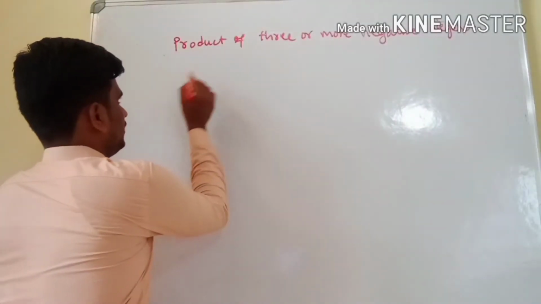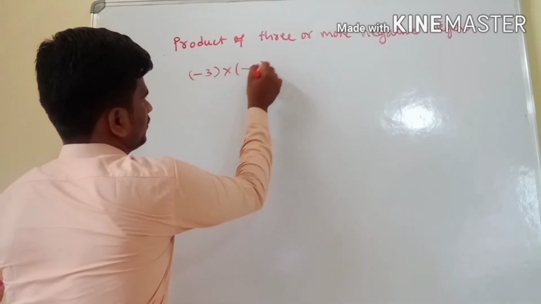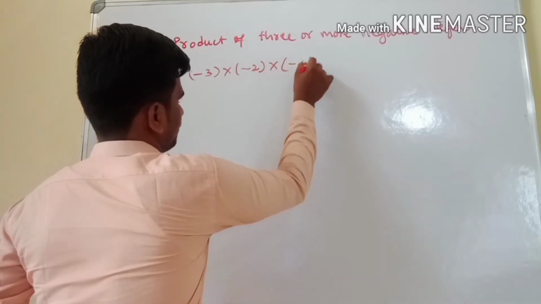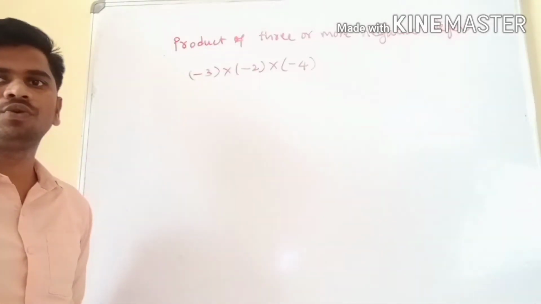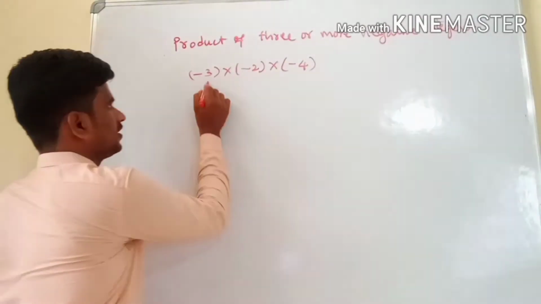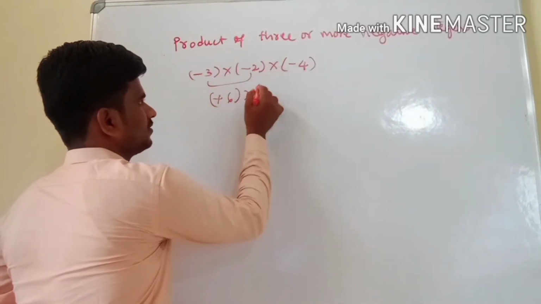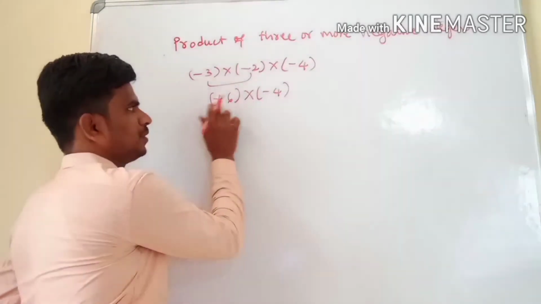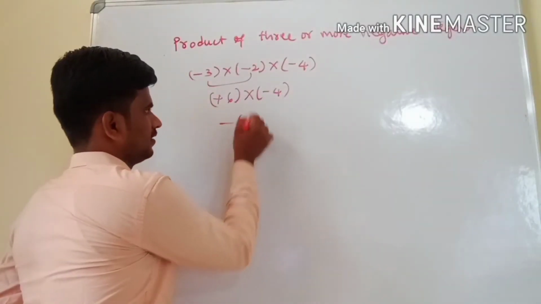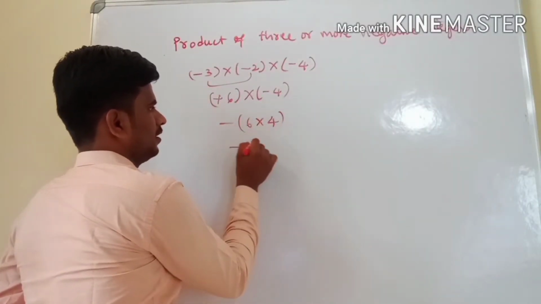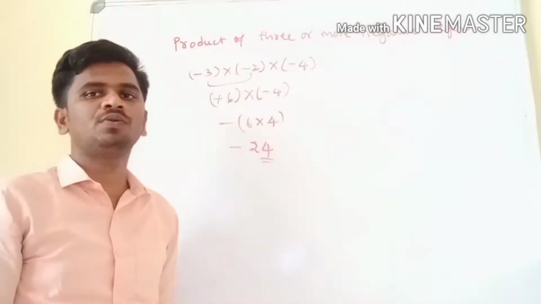Consider one example, minus 3 into minus 2 into minus 4. We know that in the last video we discussed how to multiply two negative integers. First consider these two: minus into minus is plus, 3 into 2 is 6. Then we can write minus 4 as it is. Now one is positive and another one is negative, so their product is obviously minus. Then 6 into 4, so its value is minus 24.